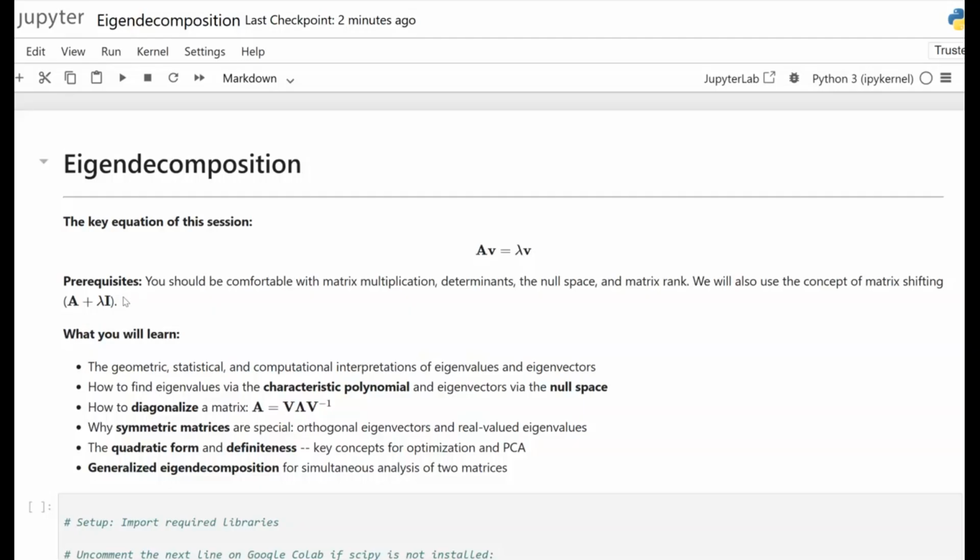And dear friends, of course, there is a prerequisite also. You should be comfortable with matrix multiplication, determinants, the null space, matrix rank, and we will also use the concept of matrix shifting.